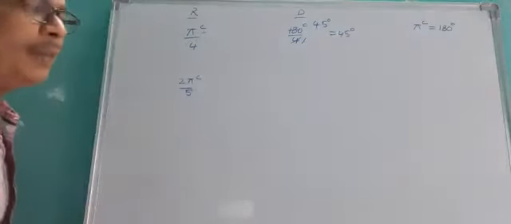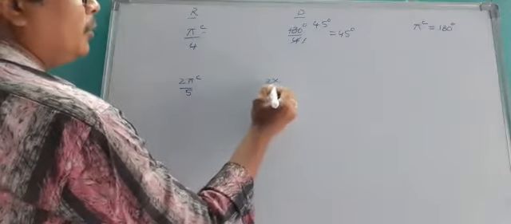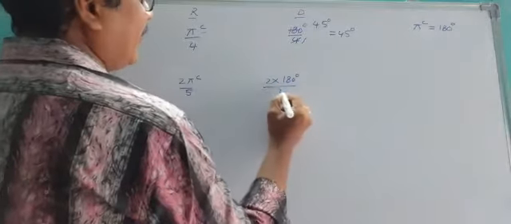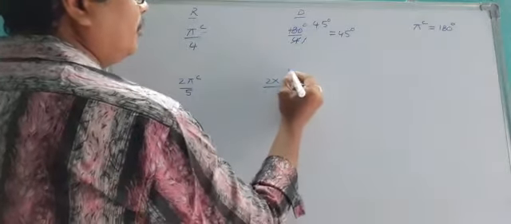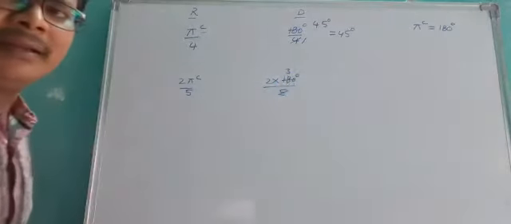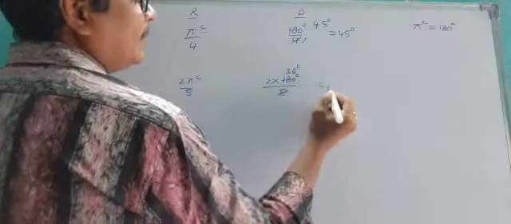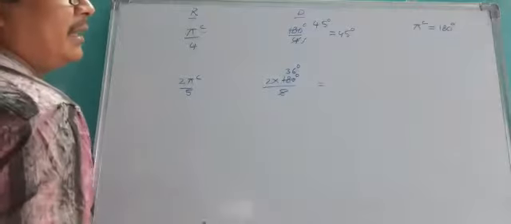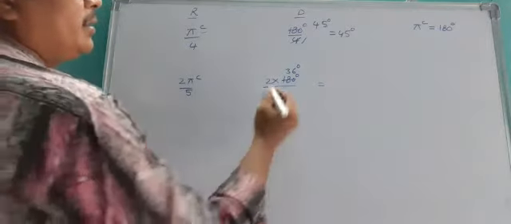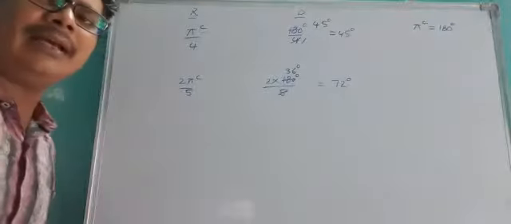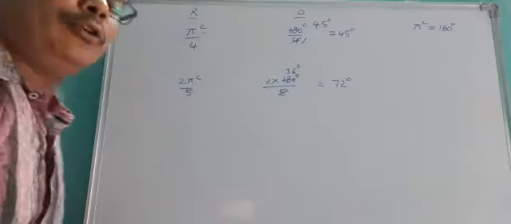And 2 pi by 5. So 2 into pi radians. Pi radians equal 180 by 5. Okay, so 5 threes are 15, remaining 30, 5 sixes are 30. So 36. 5 thirty-sixes are 180 degrees. 2 thirty-sixes equal 72 degrees. So this is the conversion of radians to degrees.